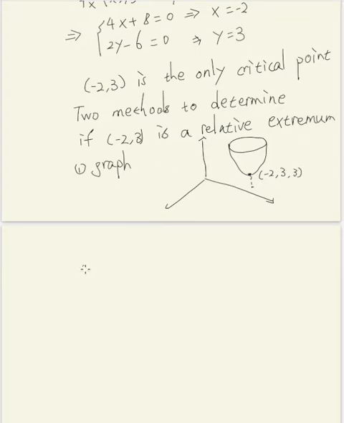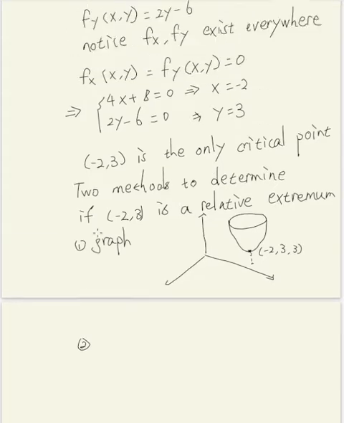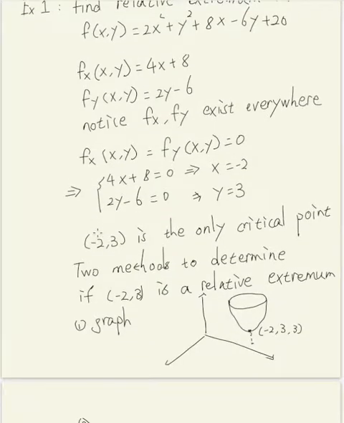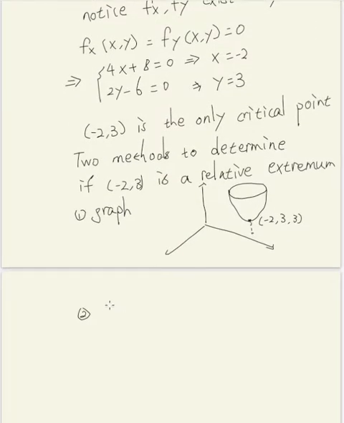The second method is to analyze the function directly. We have f of x and y equals 2x squared plus y squared plus 8x minus 6y plus 20. We need to complete the squares.